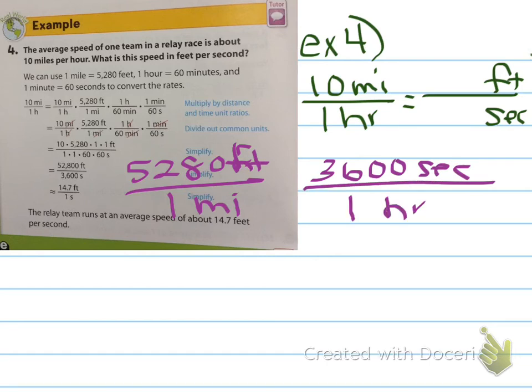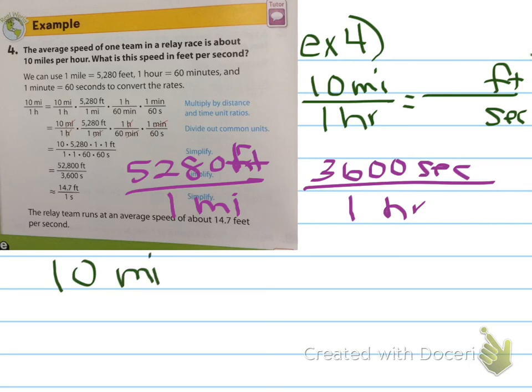If you don't know that, then you're going to have to go minutes to seconds, or seconds to minutes, minutes to hours, that kind of thing. But I think by now you should be able to figure out how to come up with this number. So 3,600 seconds per hour. And now we're going to set up our beautiful multiplication problem. And just wait until you see how amazing this is going to look.